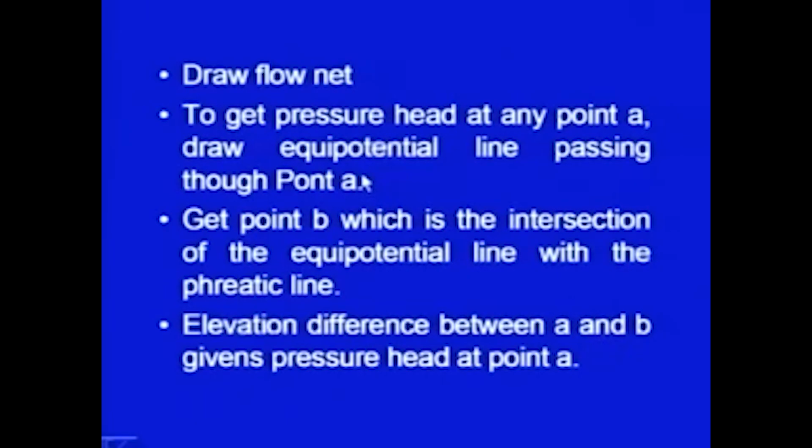So, here is the method: draw the flow net, then to get the pressure head at any point A, draw the equipotential line passing through the point A, get point B, which is the intersection of the equipotential line with the phreatic line, and then the elevation difference between A and B gives the pressure head at point A.